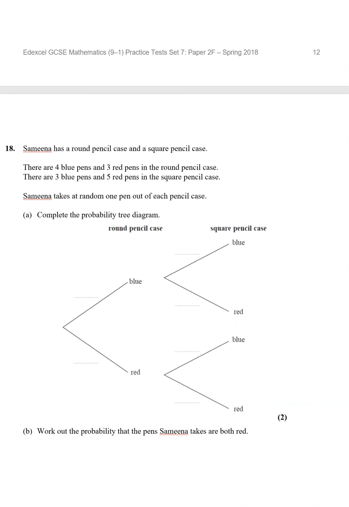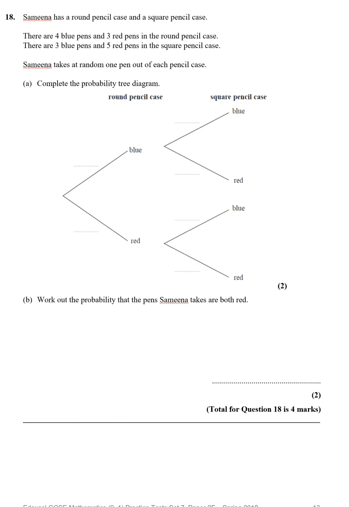Question 18. We have a round pencil case and a square pencil case. We've got 4 blue pens and 3 red pens in the round, 3 and 5 in the square. Take one pen at random out of each pencil case, and complete the tree diagram. Round pencil case, so blue we've got 4 out of 7 and red 3 out of 7. Now the square one, 3 out of 8 and 5 out of 8, and it's going to be the same for the other branches, because they're totally independent.